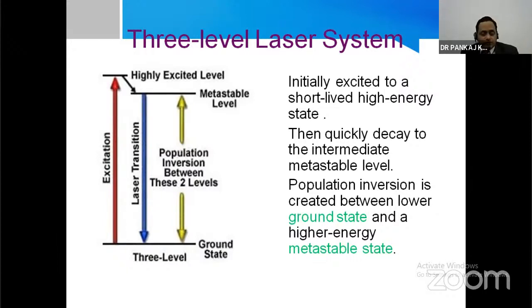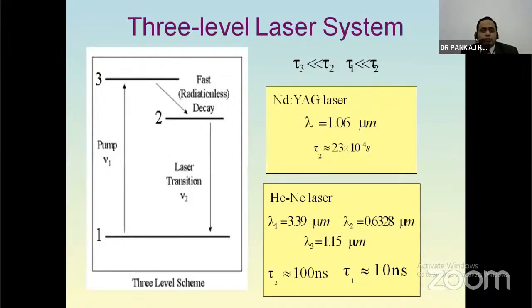The metastable state is very necessary for laser action because atoms remain in this state for a longer time, which is the cause of stimulated emission or population inversion and produces the continuous laser beam as the output laser beam. So this is the three-level laser system.